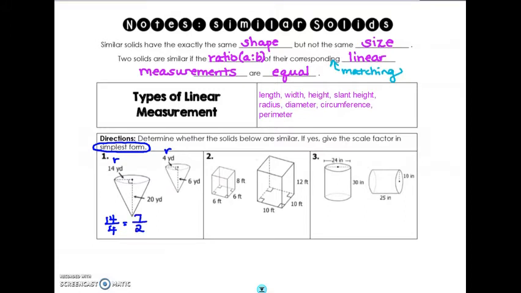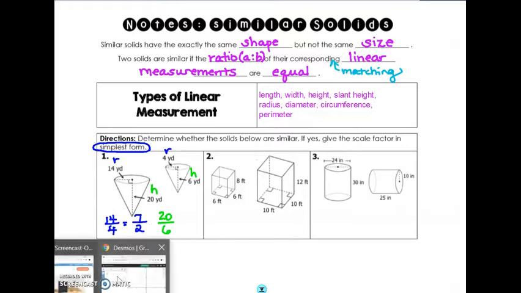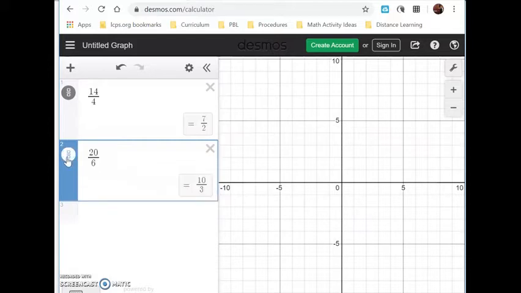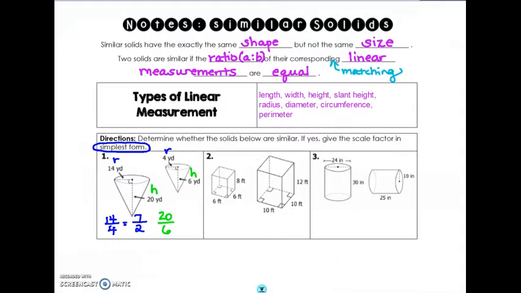Now let's look at my heights. The height of the larger cone is 20, and the height of the smaller cone is 6. 20 over 6. Again, I can go to Desmos to simplify that. Typing it in, 20 over 6 comes out to be 10 over 3. Those are not the same fractions. They have to be exact same simplified fraction in order for them to be similar. So in this case, we would simply put no. No scale factor is needed because they are not the same.